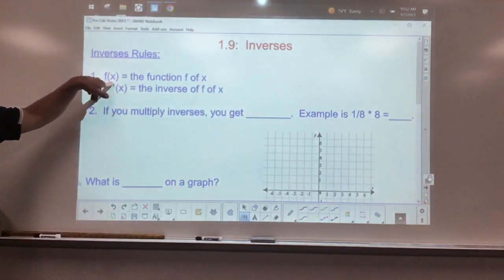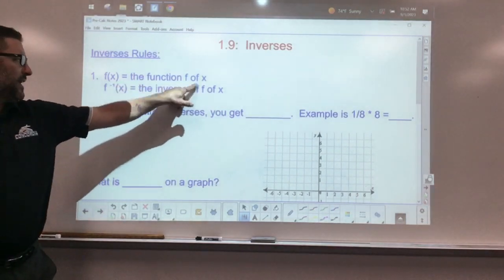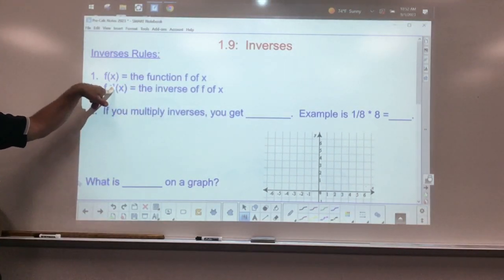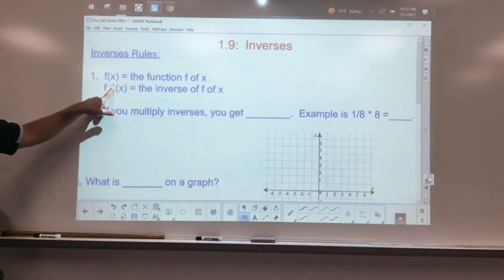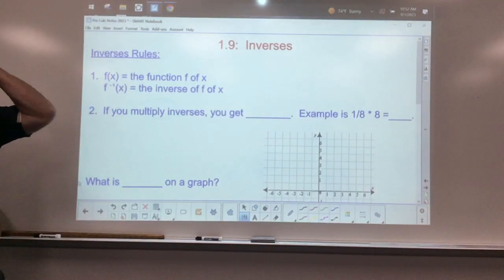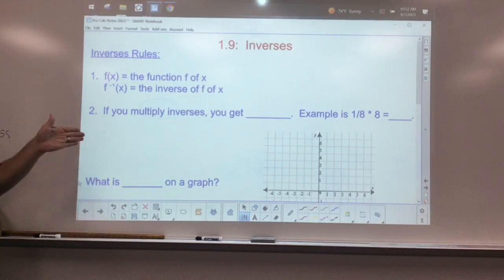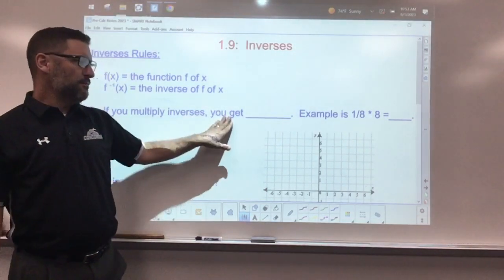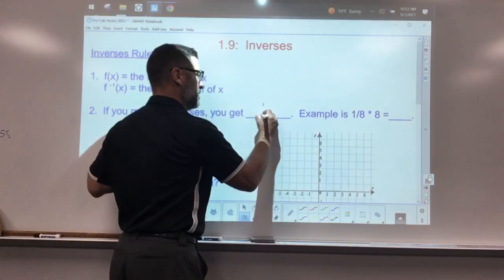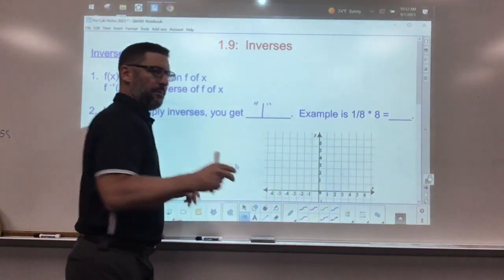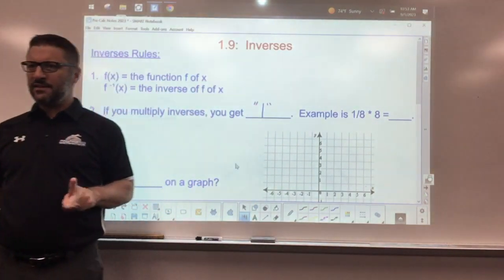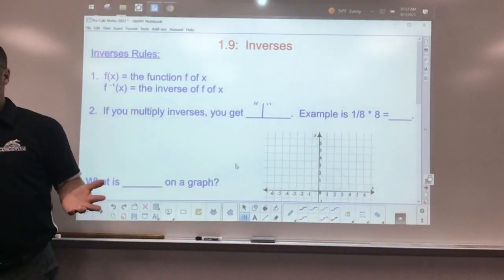So this f of x is the function f of x, and then if you ever see a little superscripted negative 1, what they're telling you is, hey, find the inverse of that function. And you've done inverses before. If you multiply inverses together, you get 1. And I put it in air quotes because it won't always be 1.